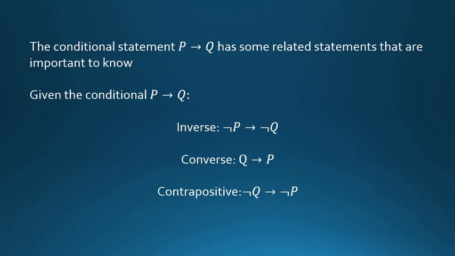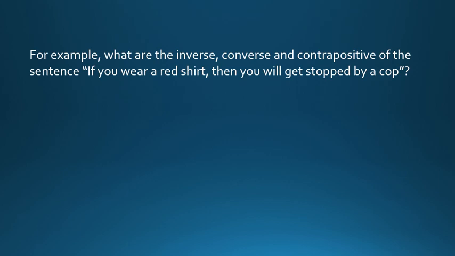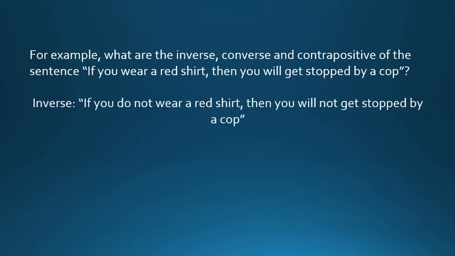So let's just see what these things look like in terms of an actual sentence. Here is a conditional sentence: if you wear a red shirt, then you will get stopped by a cop. We're going to see what the inverse, the converse, and the contrapositive of these are. Again, P is you wear a red shirt, and Q is you will get stopped by a cop. Those are our simple statements P and Q.